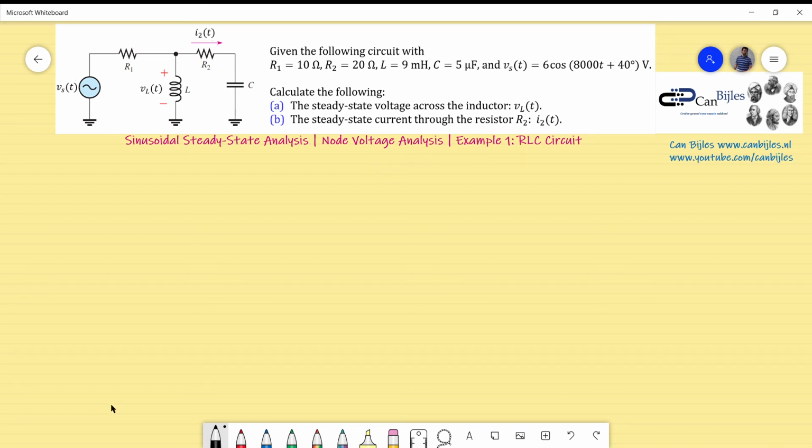Hi everyone and welcome to this new video about steady-state analysis. We will consider an RLC circuit in this example and we will use the node voltage analysis.